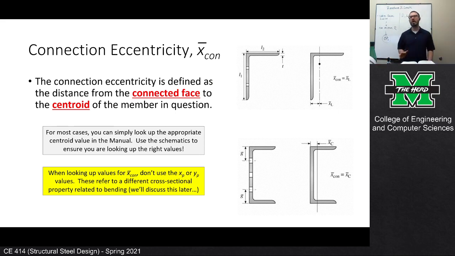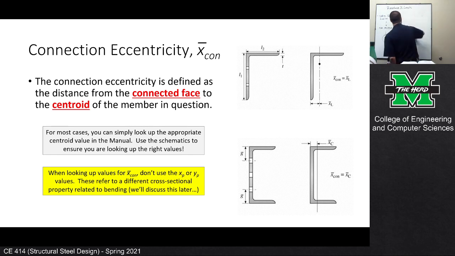So X bar, I call it X bar sub CON, because it relates to the connection. And really X bar is what's called the connection eccentricity. The best way to define that would be the distance from the connected face to the centroid.